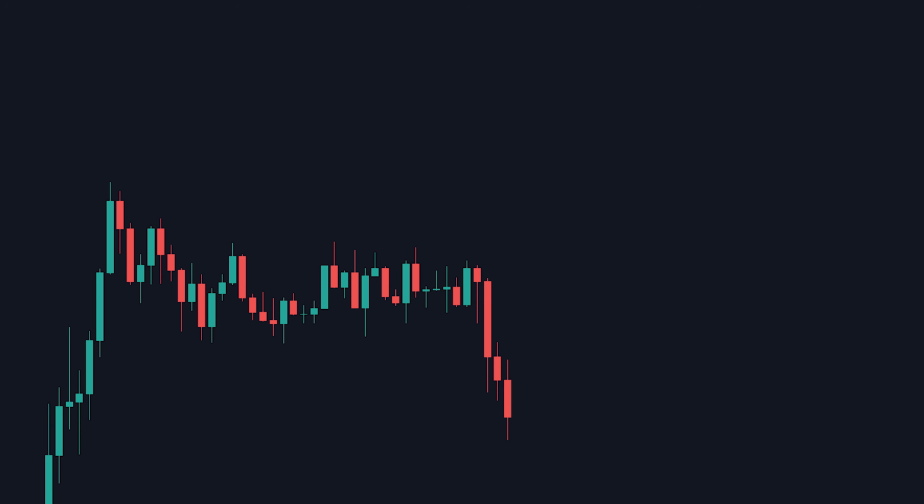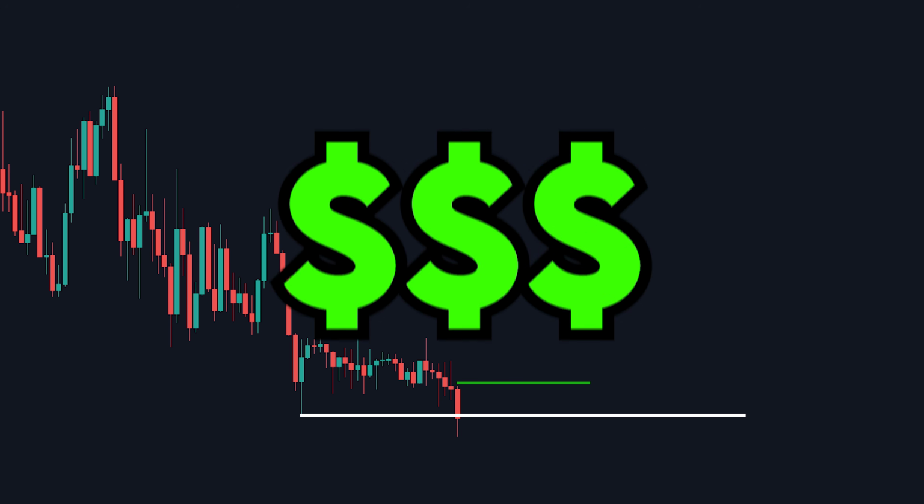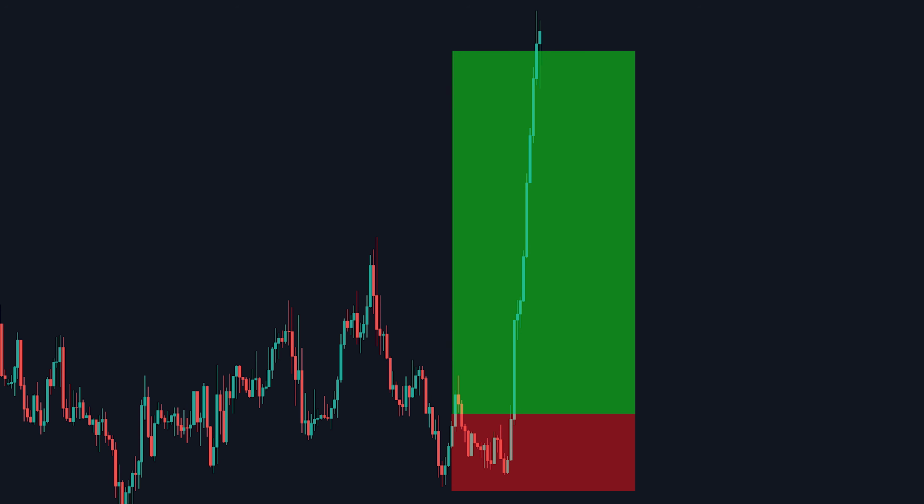It's the same thing with shorts. You have a resistance, price breaks this resistance barely, does a liquidity grab. Your short entry would be at the bottom of this candle that initiated this liquidity grab. So right here. So going back to our first example, this candle initiated this liquidity grab, so we set our entry point right here.